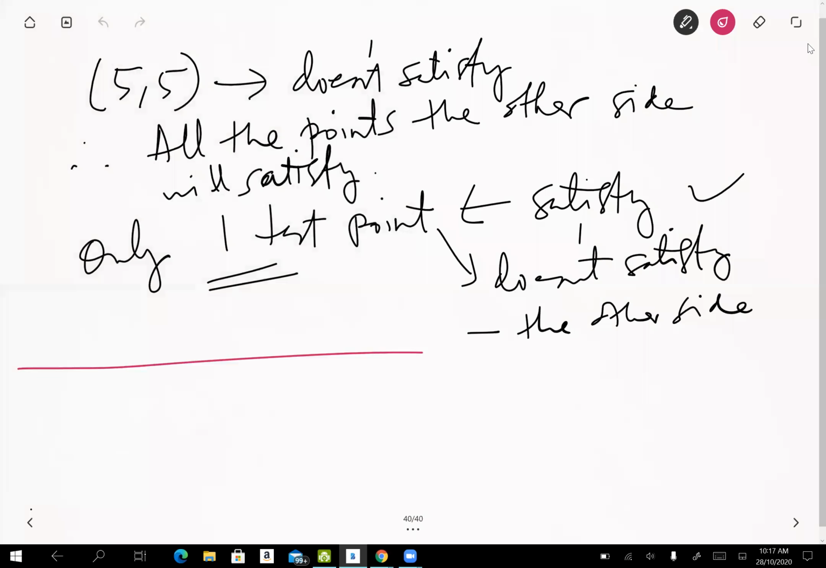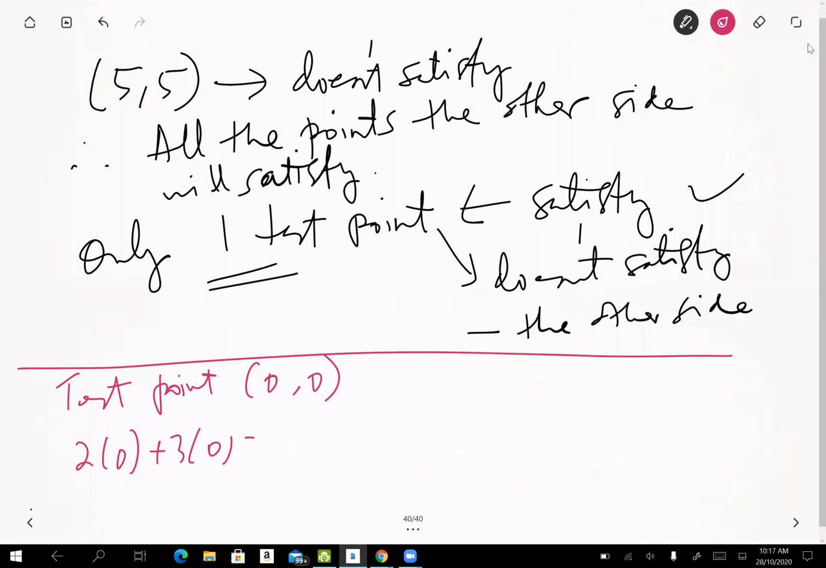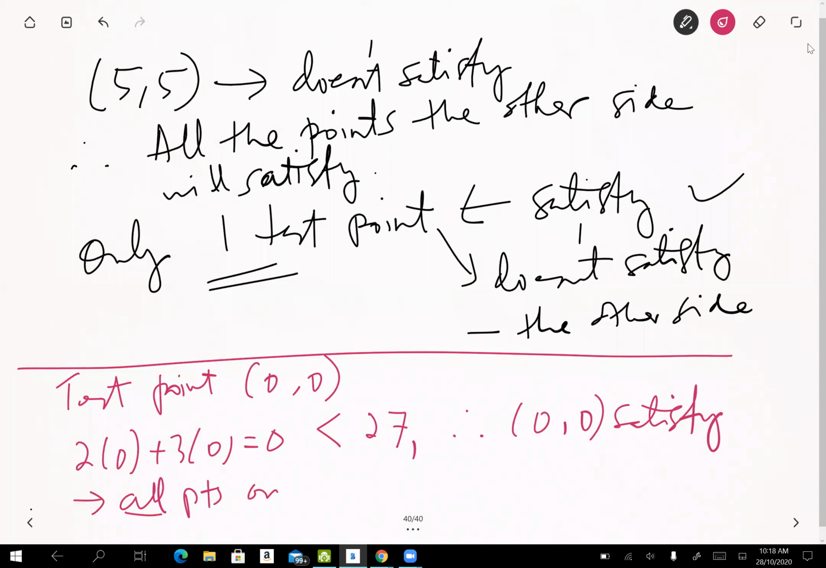So continue from there. Test point 0, 0. So what you got is 2 times 0 plus 3 times 0 equal to 0, and 0 is less than 27. So therefore, 0, 0 satisfies. When 0, 0 satisfies, that means all points on the same side of the line as 0, 0 will satisfy.